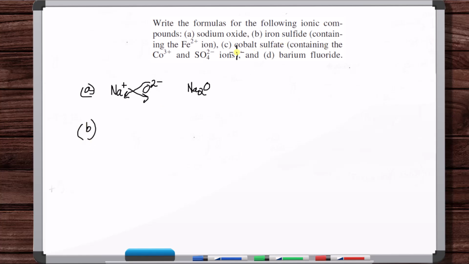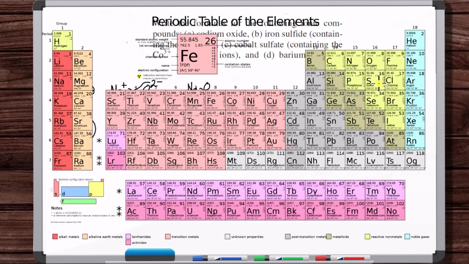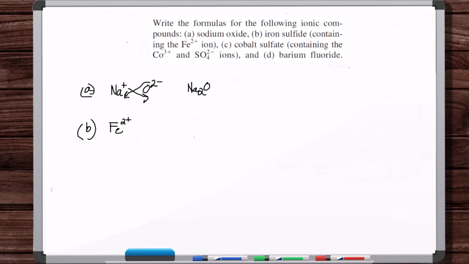Iron sulfide containing the Fe2 plus ion. Okay, so we're going to have Fe2 plus, right? They need to tell us that because it's different from sodium and oxygen. You could have multiple different types of cations for iron. Those transition metals are like that. Now sulfur is going to be a 2-. Wait, no, sorry. You're going to have S2-, like that. So you bring these down and you get FeS. Right, you don't put Fe2S2.